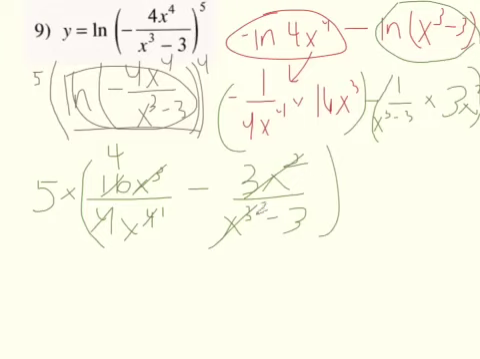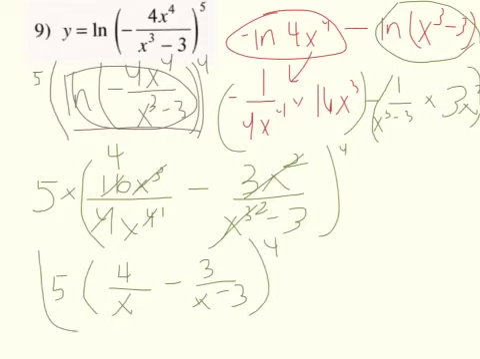And so to multiply out, it'd be 5 times 4 over x minus 3 over x minus 3 to the 4th. So I don't think that's what you got on there, but that's what I think it is, and I think it's wrong. So I need help on this one. And that's it.